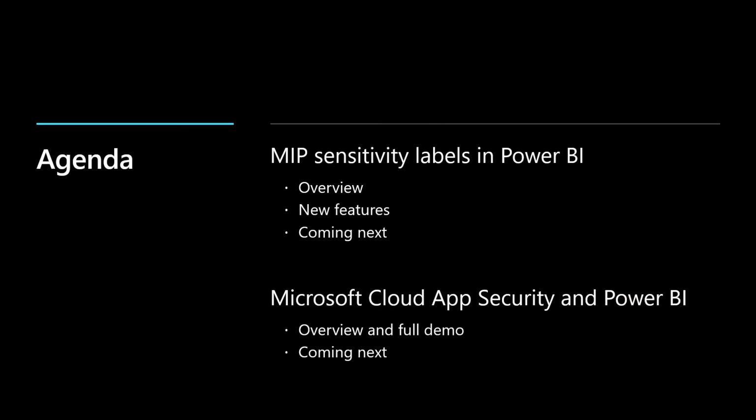So in our agenda today, we're going to cover Microsoft Information Protection sensitivity labels in Power BI. We will overview existing capabilities, which are sensitivity labels GA in Power BI service, and cover new features released in the last few months. And also, we'll give you a sneak peek about the stuff coming next. In the second part of our session, we will have a deep dive into what capabilities you gain by using Microsoft Cloud App Security to protect and monitor Power BI.